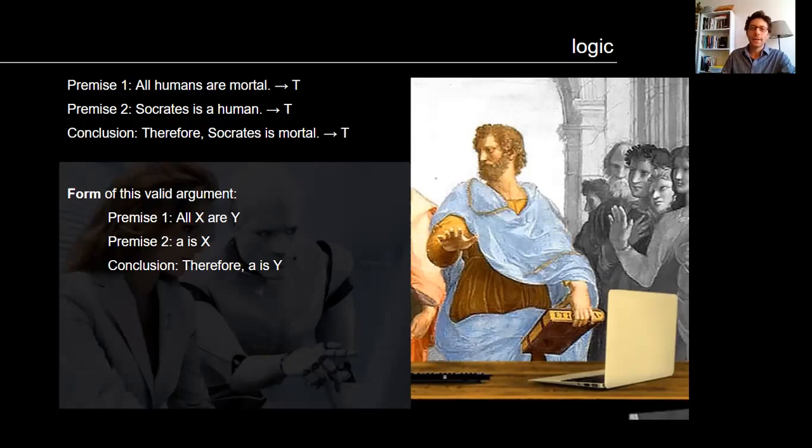So the reason why the argument on the top left is valid is because the form that's shown in the bottom left is valid. And as an introductory class for computational thinking, you don't have to know which forms are valid and which forms are not valid. I'm just giving you one example of a valid argument form. You just need to understand that an argument is valid as long as its form is valid.